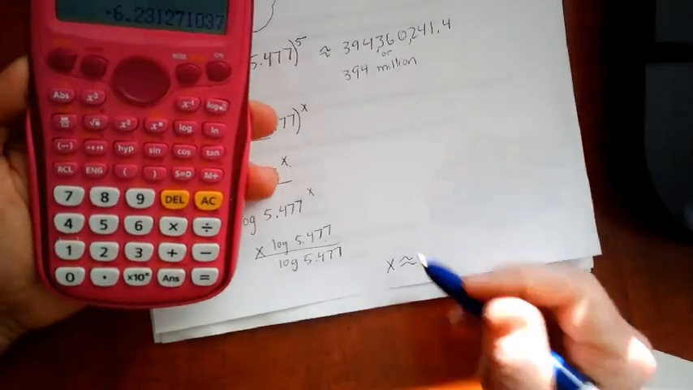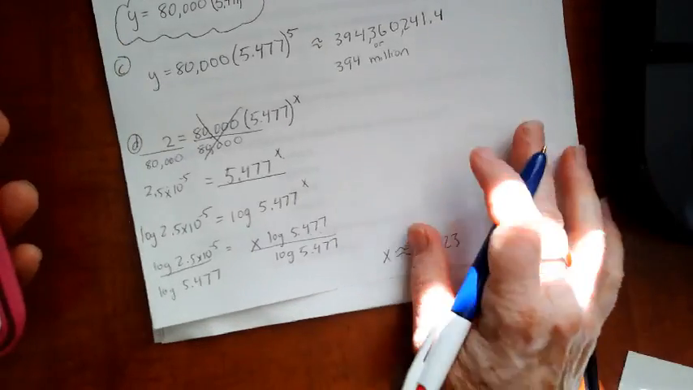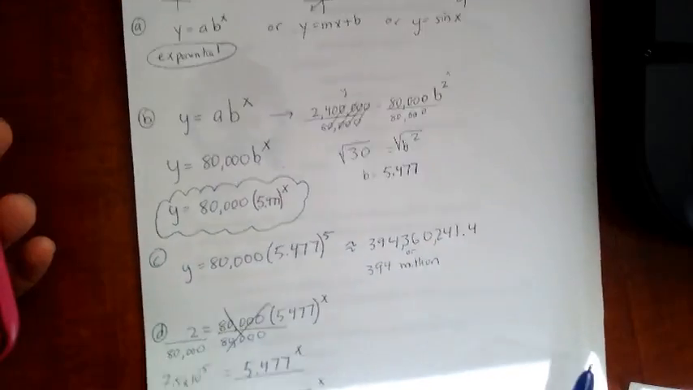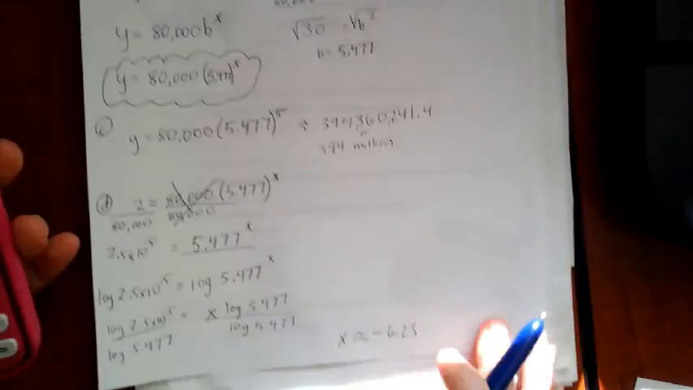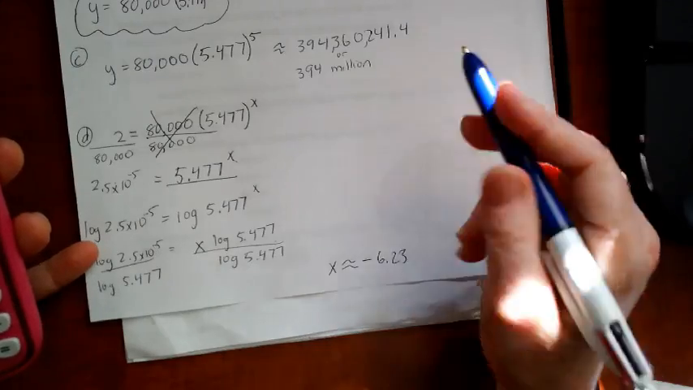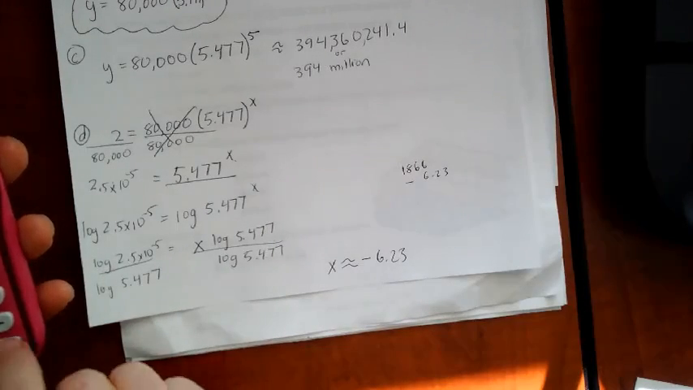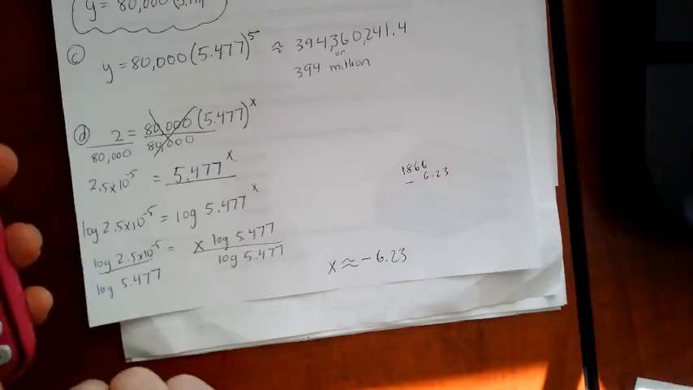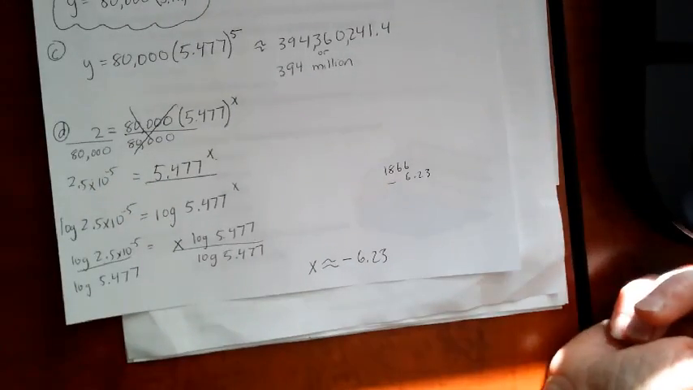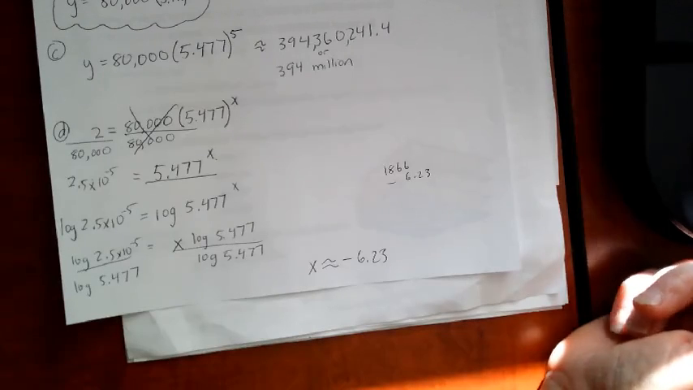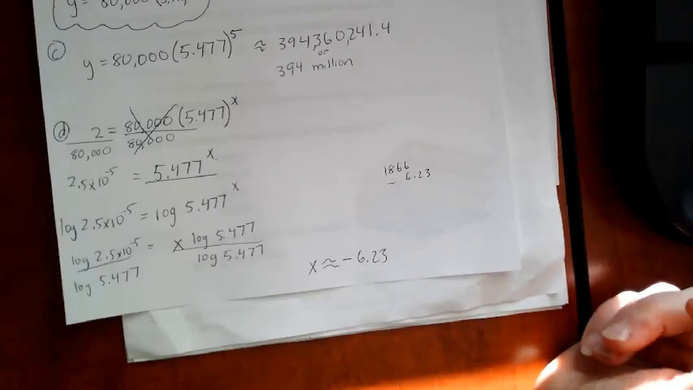So I got x is about negative 6.23 years ago. I can subtract from 1866, that's a little over 6 years before 1866. So I got like 1850, sometime during 1859. Because it says, according to your model, in what year was the first pair of rabbits introduced into Australia, and is this reasonable? Well, I'm going to say it must have been sometime in 1859.